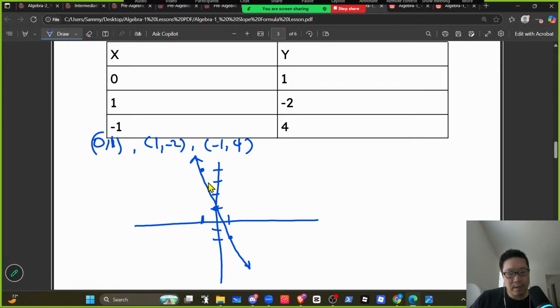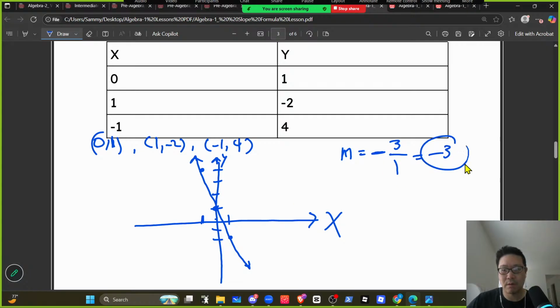So first off, you can tell that it's a negative slope because the line is going down as you move from left to right. So it's going to be negative no matter what. And the rise is going to be 1, 2, 3. And the run is what? The same thing as the last one, 1. So it's going to be -3. Okay, so that's how you do it graphically.